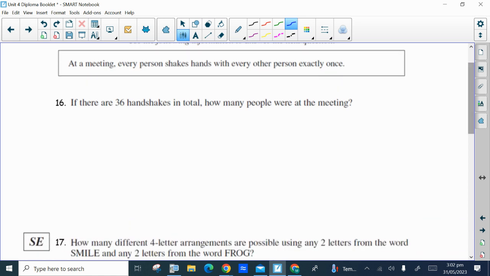Number 16, we've seen questions like this before. At a meeting, every person shakes hands with each other person exactly once. There were 36 handshakes in total. How many were at the meeting? This is saying that nC2 equals 36. Order doesn't matter. And if there was a question like this on a diploma exam now, it would say determine. You have to show your work.